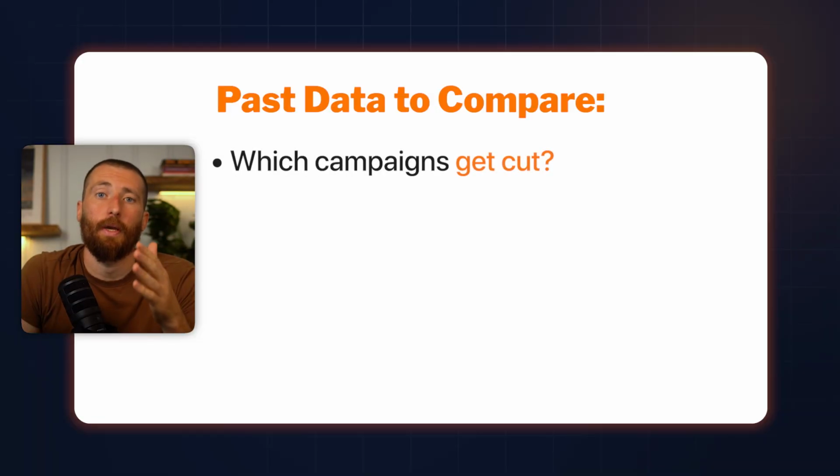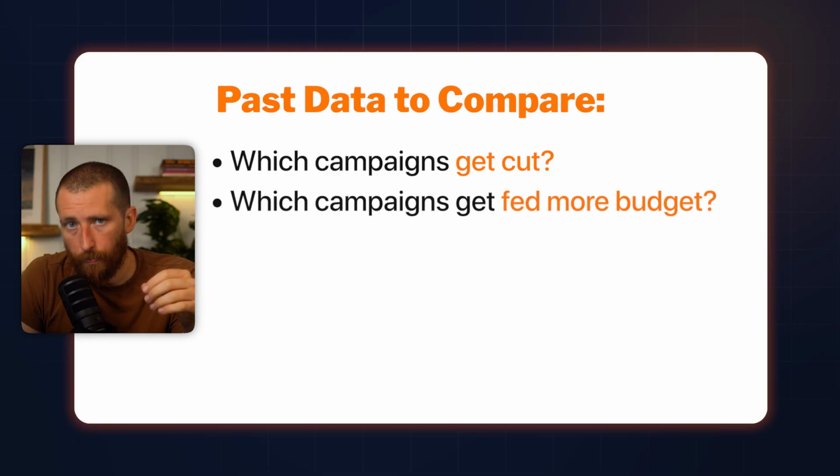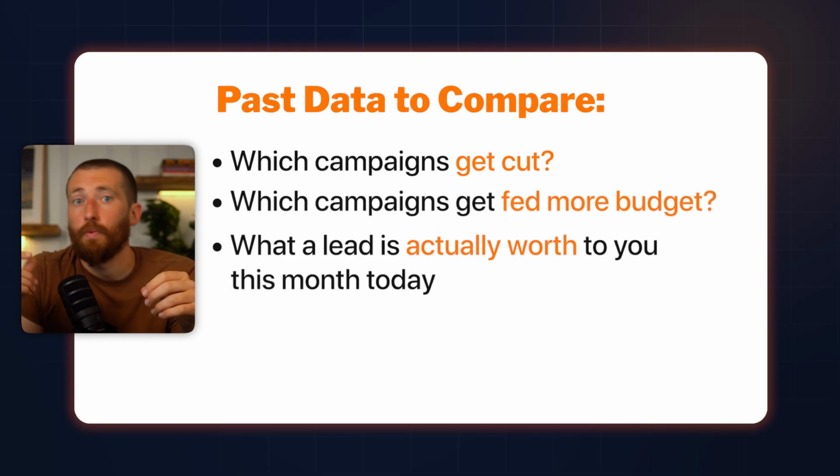The only reason to track anything is to change the next decision. You should use that data in the past with your current data to make a better decision. History should be used to complement your current decisions. Which campaigns get cut? Which ones get fed more budget? What a lead is actually worth to you this month, today? And here are 2 rules that actually make that real.